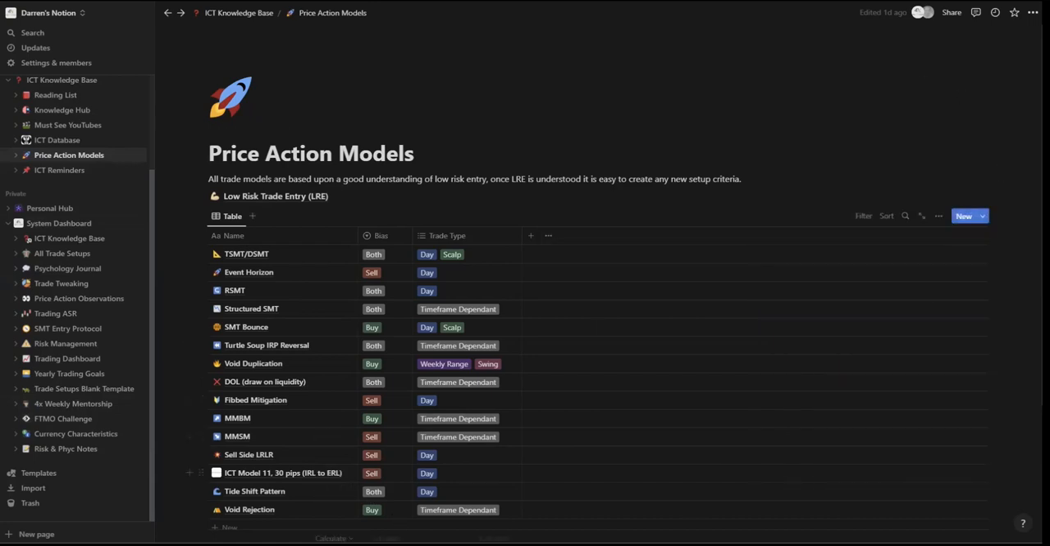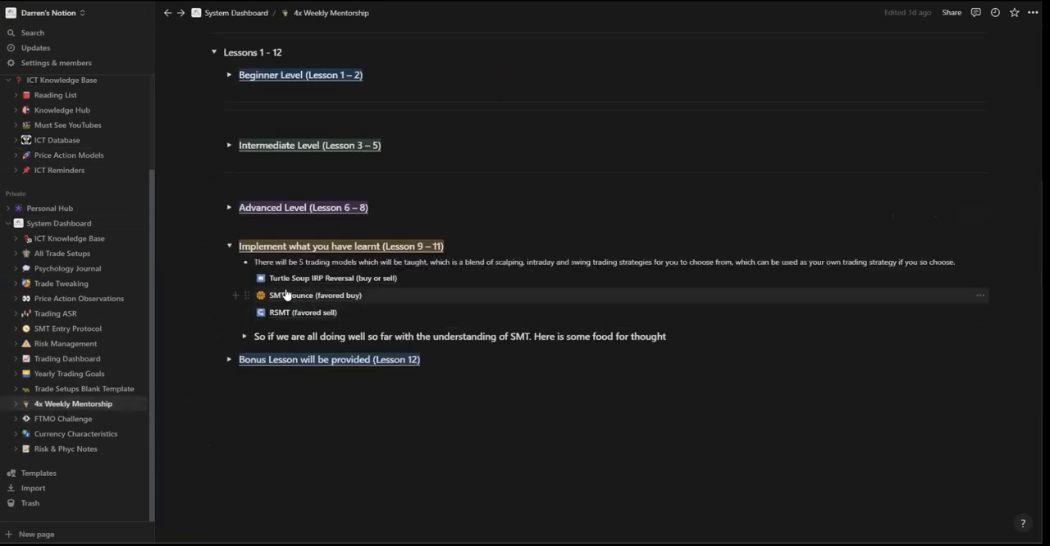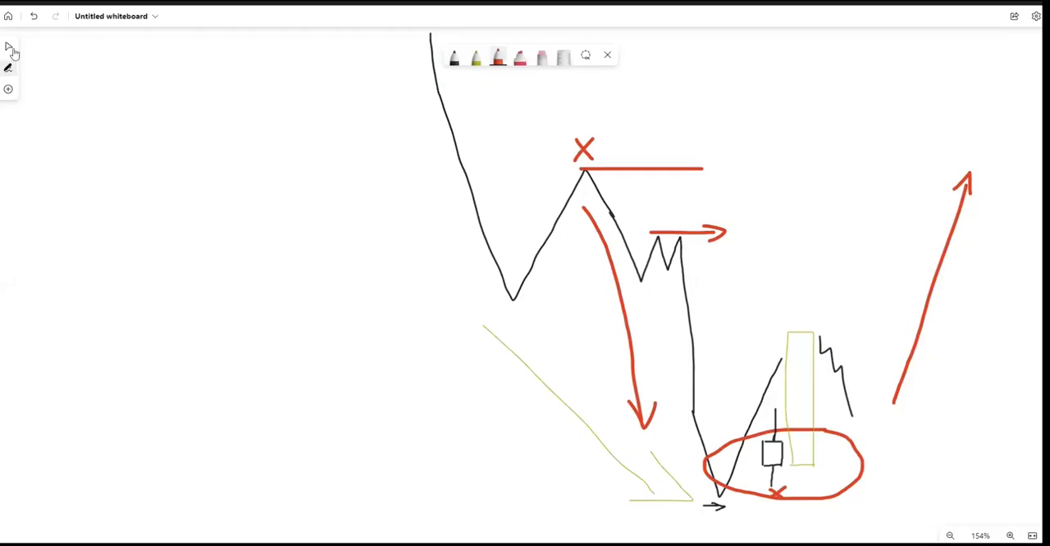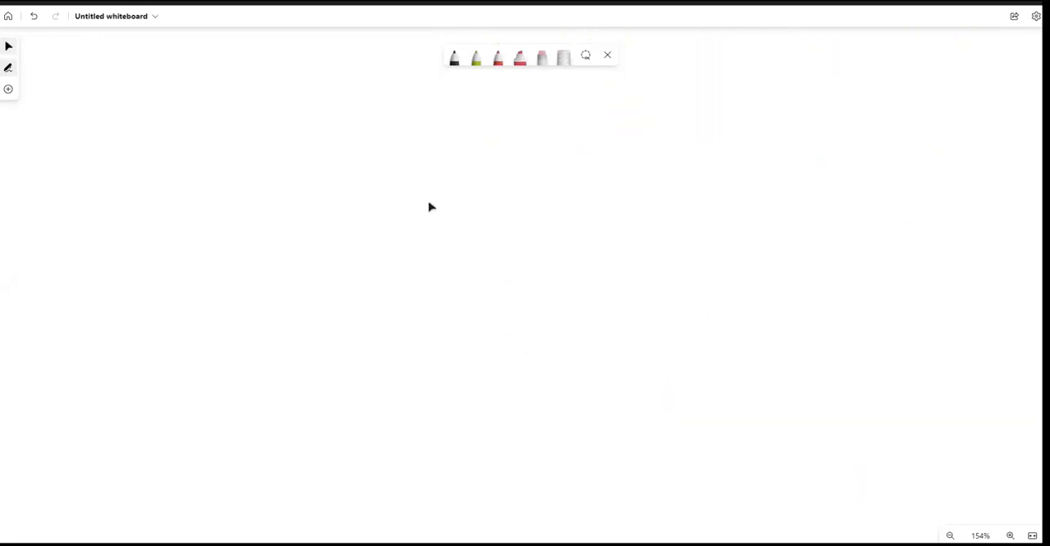Let's see. So the next one I'm going to teach you, I'm going to teach you one more, and then we're going to do something else, which is this one. This is actually one of ICT's own favorite setups, and you've probably witnessed this yourself. Again, it's something similar to what we already know. It's a turtle soup IRP reversal. And this is, again, something you can buy or sell. It's really simple. Most of these are simple.